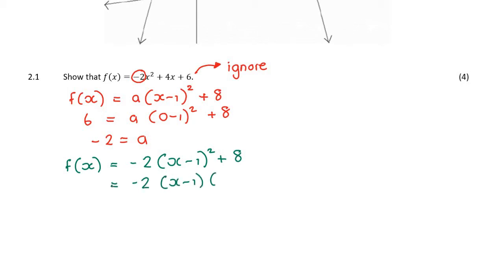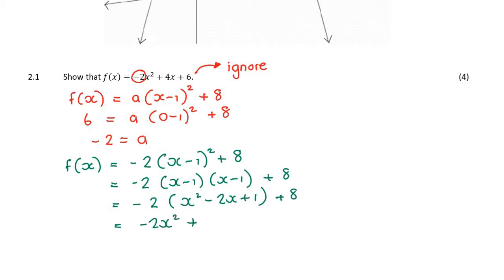I don't have to show too much working, but it's a pretty good check to see if you're wrong or right. If you quickly multiply it and get the right answer, you can move on happily knowing that you did the right thing. So I multiplied it out and I get minus 2x squared plus 4x, which means I know I'm right, and then I get minus 2 plus 8, which is 6.